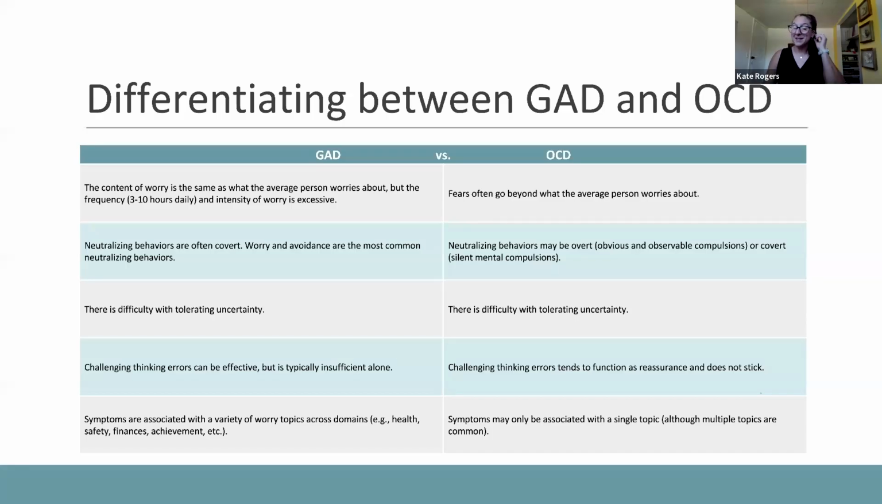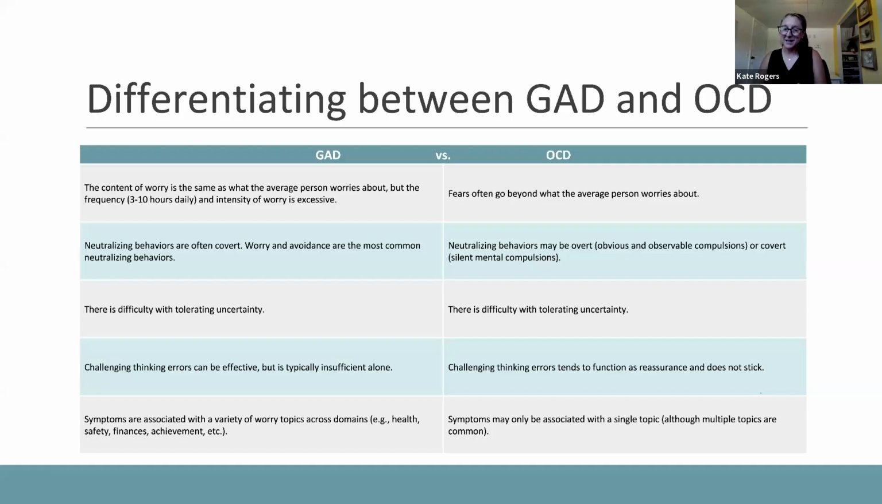Now, I mentioned earlier, this is a fluid process, this differential diagnosis piece, and y'all are human and you're going to do your best. Give yourself some grace. And one of the things that can honestly be super helpful is to do a little experimenting. With GAD, challenging thinking errors, right? That nice cognitive restructuring intervention can be very effective. It's not typically sufficient. If that's all you're doing with your GAD clients, you're not going to get to the finish line, but it can be effective.